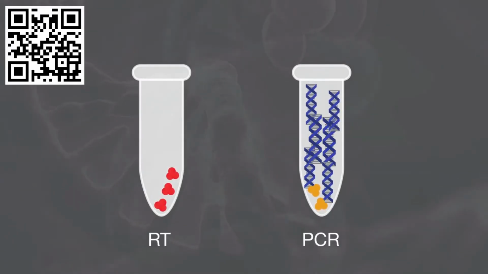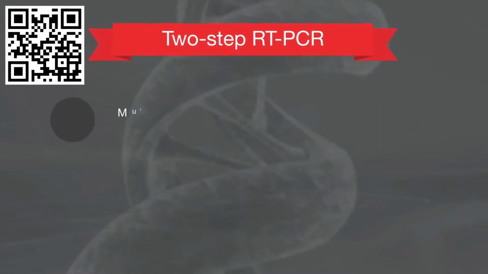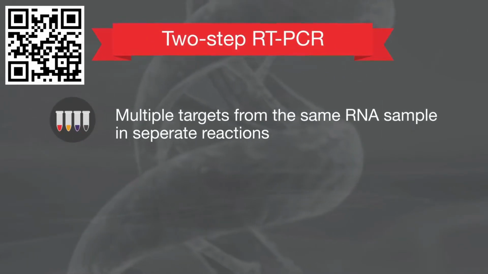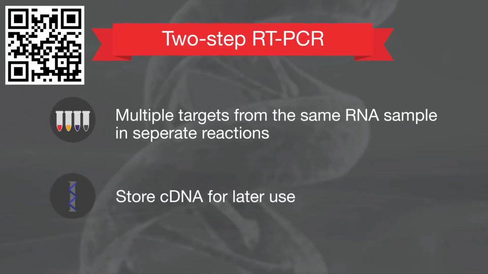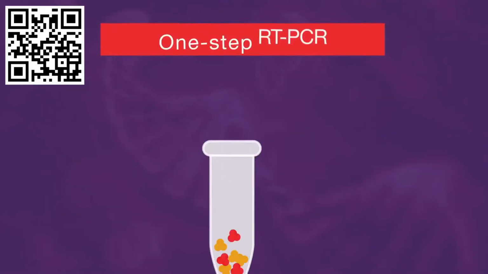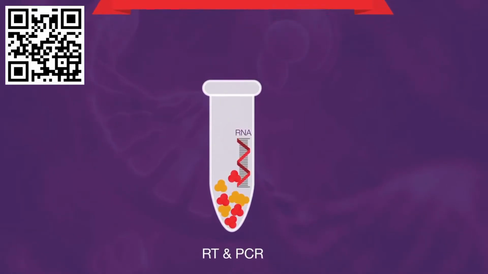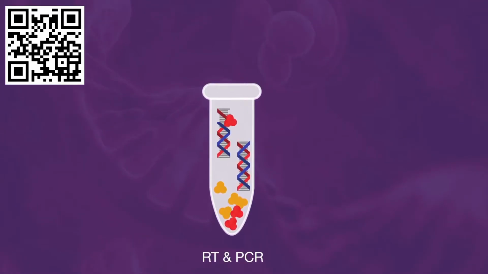So, in two-step RT-PCR, reverse transcription and PCR occur in separate reaction tubes. This approach is used when there's a need to analyze multiple targets from the same RNA sample in separate reactions or to store synthesized cDNA for later use. In the other approach, known as one-step RT-PCR, the reverse transcriptase and DNA polymerase are pre-mixed, which allows the RT and PCR steps to be performed in the same reaction tube.